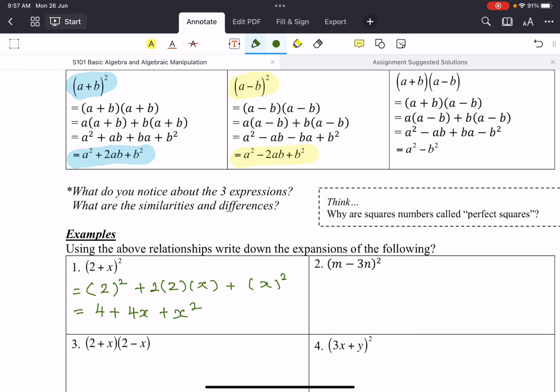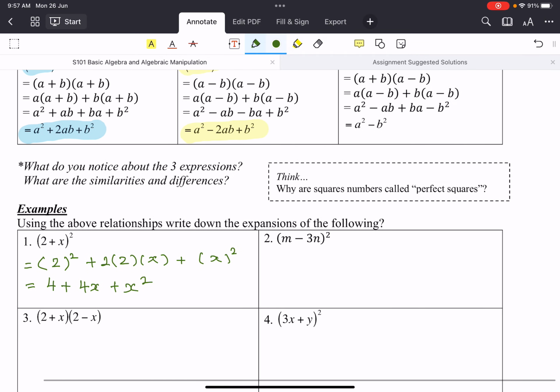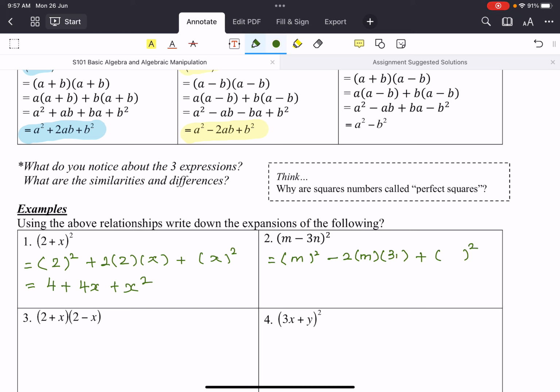So the second question, this time round, is (m - 3n) squared. So again, we can identify the structure. We know that this is going to be a squared minus 2ab plus b squared. Notice that only the 2ab portion is different. The a squared and the b squared are always positive. We will see why later. So same thing, identify the value of a and b. In this case, a is m, so let's fill it in. And b is 3n, I'm going to fill it in, right? So once I do that, let's simplify this.